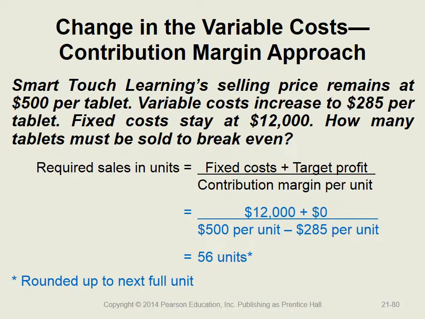Higher variable cost per tablet reduced Smart Touch Learning's per unit contribution margin from $225 per tablet to $215 per tablet. As a result, the company must sell more tablets to break even, 56 rather than the original 54. Of course, a decrease in variable costs would have the opposite effect. Lower variable costs increase the contribution margin on each tablet and therefore lower the break-even point.